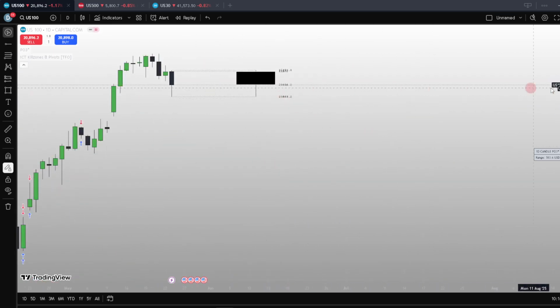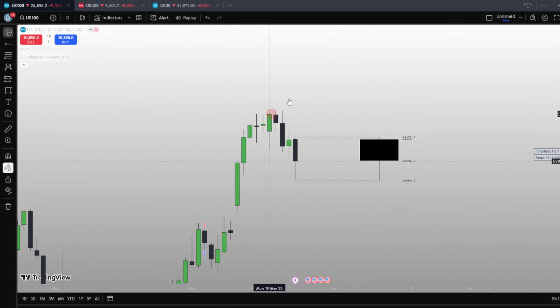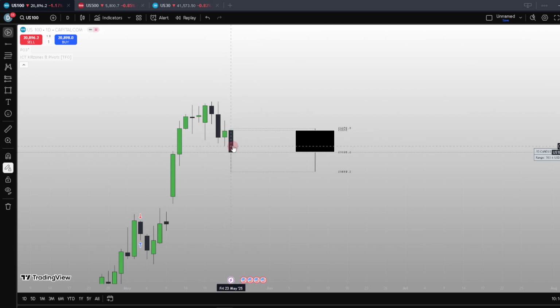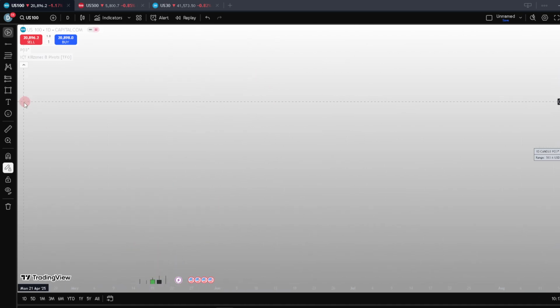So as you can see here, I would go to the daily time frame. If today is Friday, I would mark this low and I would mark this high, because price always takes the previous daily low. As you can see, we take the previous daily low here. This candle takes the previous daily low, and this candle takes the previous daily low and also the previous daily high, and so on.